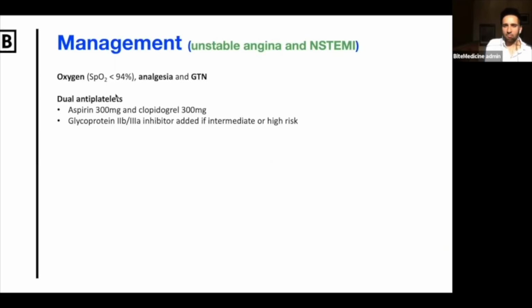So yeah, we go for unstable angina and NSTEMI exactly the same, high dose aspirin, high dose clopidogrel, and then we can, if the patient is intermediate or high risk, we add on this drug. What does this drug do? Anyone knows what this drug does? Yeah, so an example of one of these is going to be tirofiban, which is spelled like this.